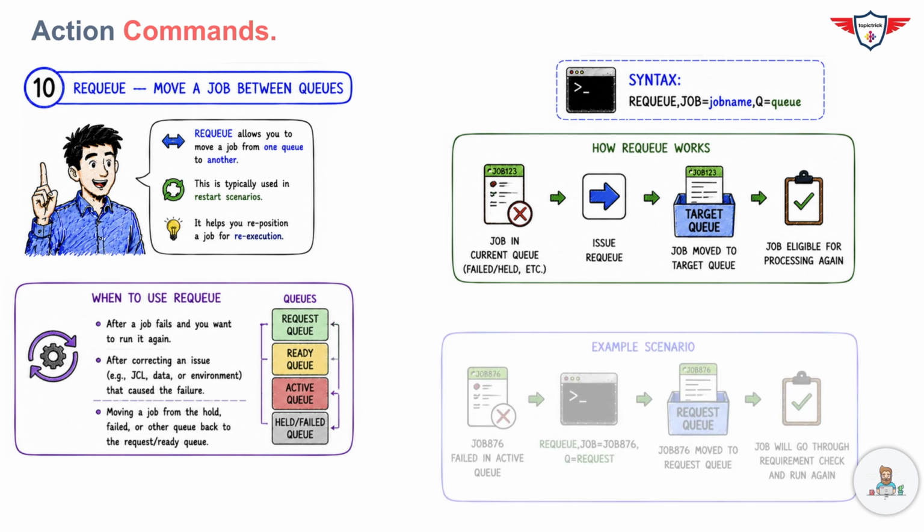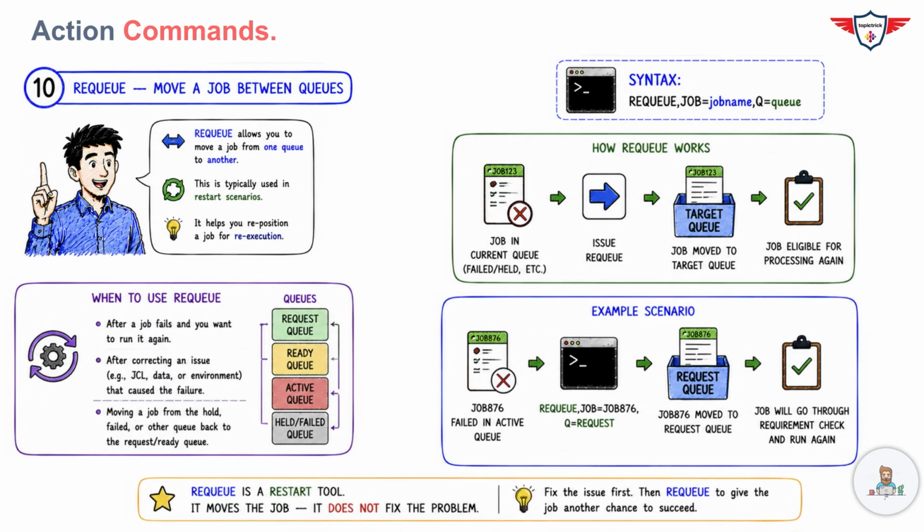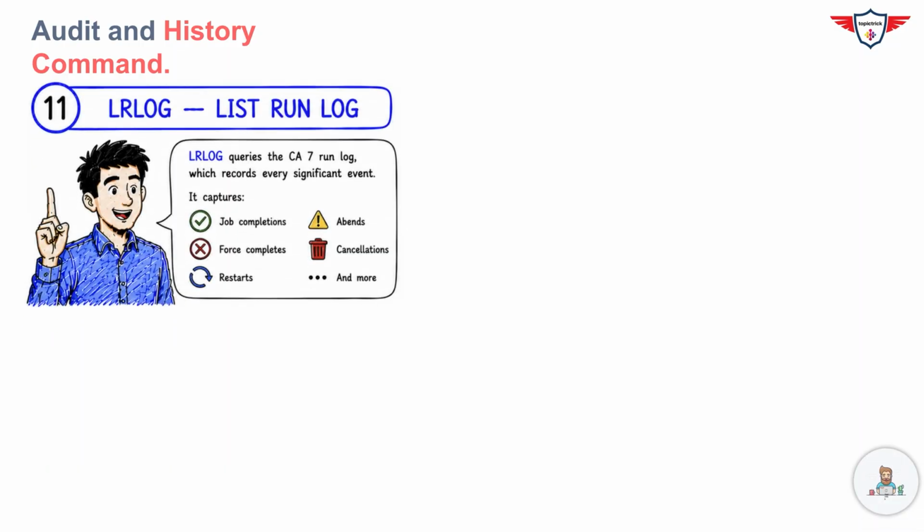Now let's talk about our next category of commands, that is audit and history commands. And you know these commands are very important because incidents don't end when the job runs. They actually end when you have confirmed what happened, documented it, and made sure the downstream chain is intact. And these commands are a post-incident toolkit and they're very helpful, right?